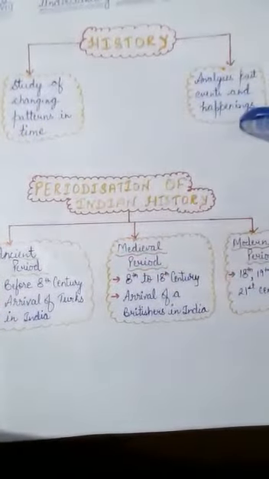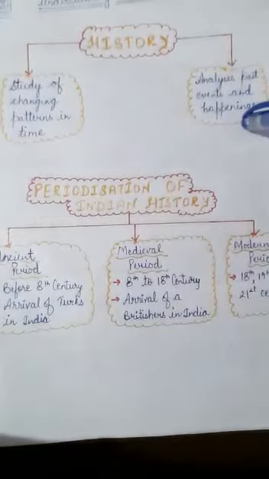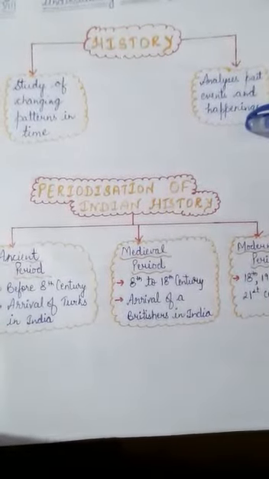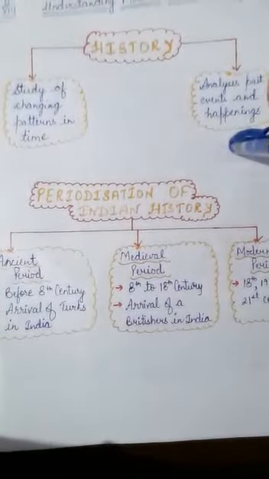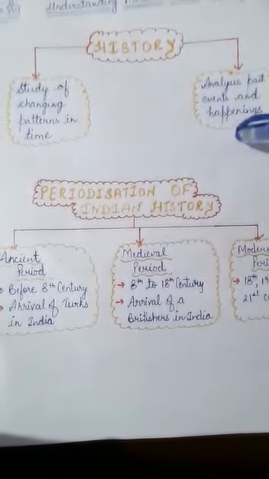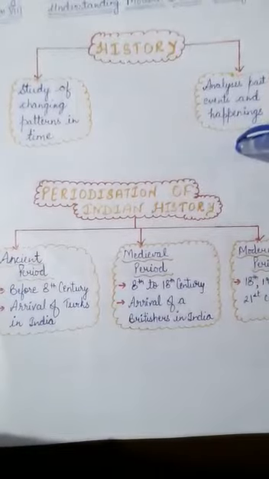The second thing is that history analyzes the past events and happenings. These patterns are analyzed by historians. Historians are the people who study the facts about history.